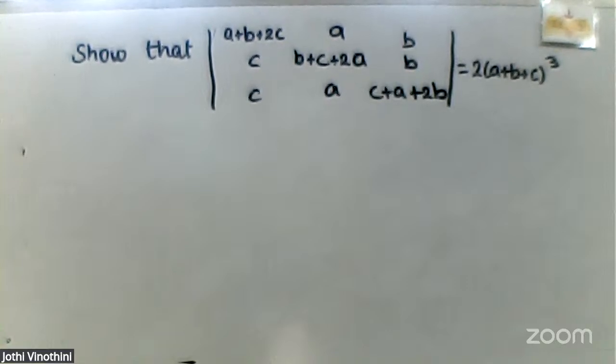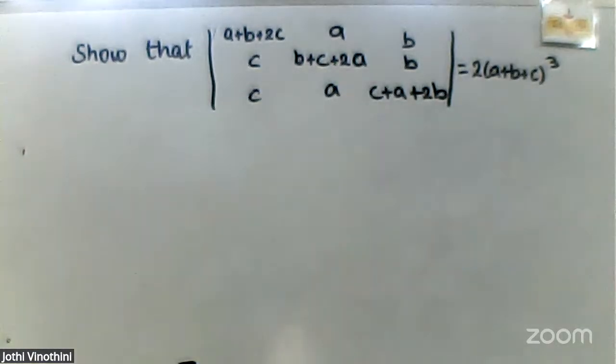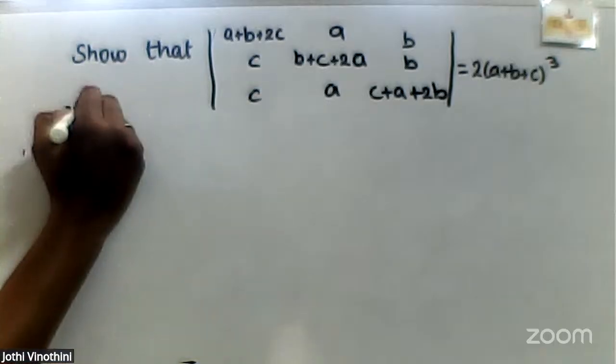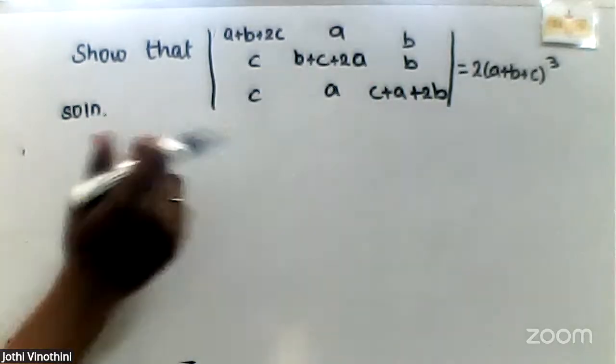So our first problem is: show that the given matrix is equal to 2 multiplied by (a plus b plus c) the whole square. Okay? Shall we start to solve? Okay, so I am writing the solution. I'm going to take the LHS.